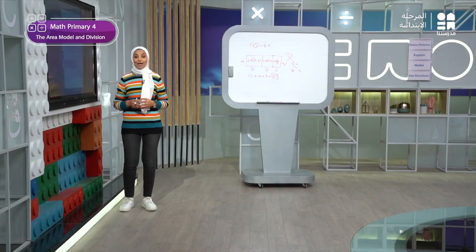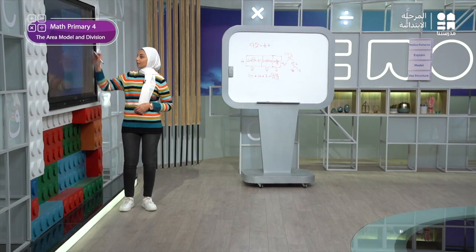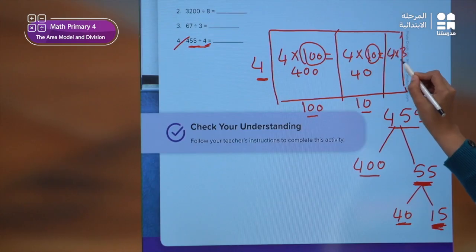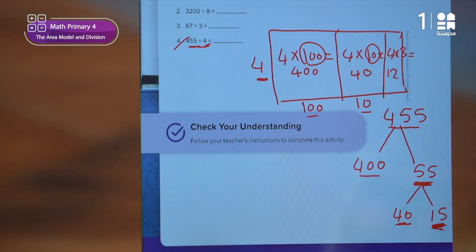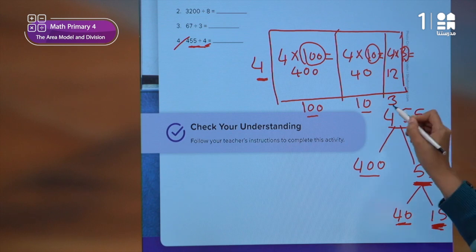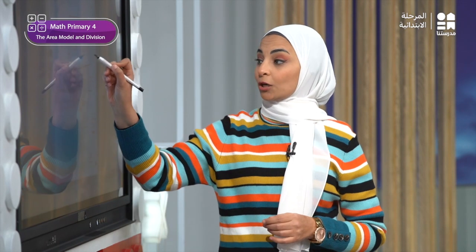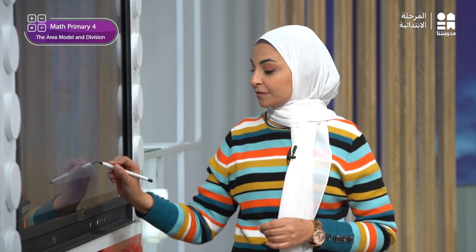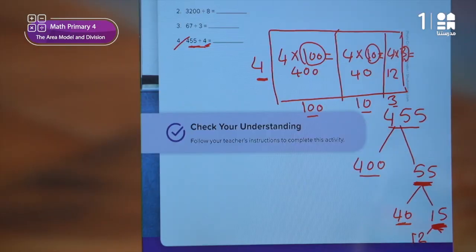So, ask yourself, here 4 times what gives me 12? Yes, 4 times 3 gives me 12. Let's write it here. So 4 times 3 equals 12. Right? Then I will write 3 under the rectangle in this part. Did I finish? No, I didn't finish yet. Don't forget to subtract the 12 from the 15. The number I have is 15 and not 12. So I will do 15 minus 12. So, how many left? Yes, I have number 3 left. So here I have remainder 3.